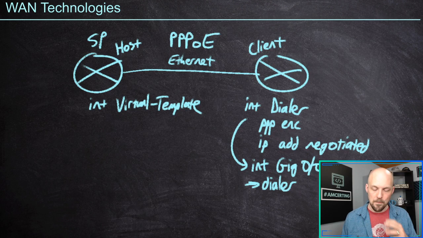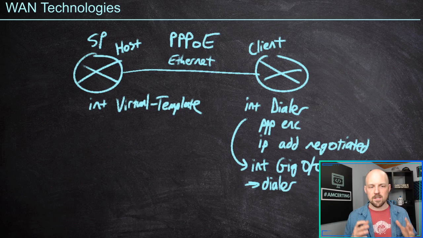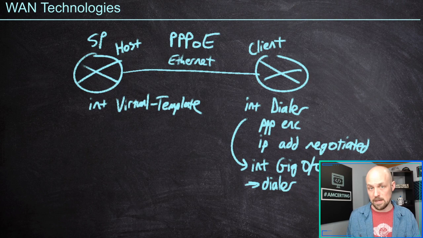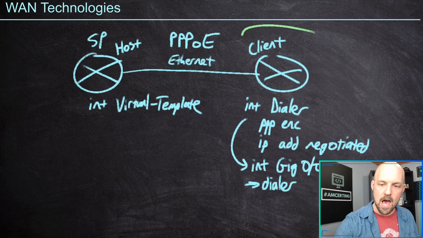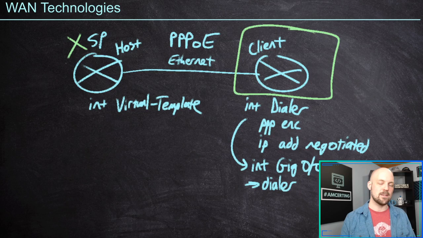So that's how we configure the client side, and that's what Cisco wants us to configure, because from Cisco's perspective, what this entire section is, and we're going to see this with BGP later, is that they're only expecting us to really have control over one side of this connection. The service provider, they're not expecting us at a CCNA level to be configuring service provider routers.